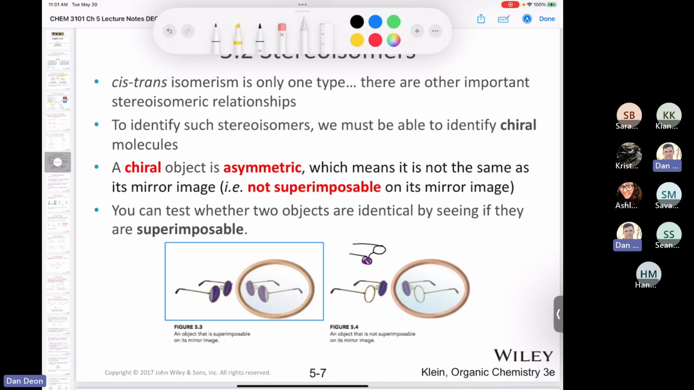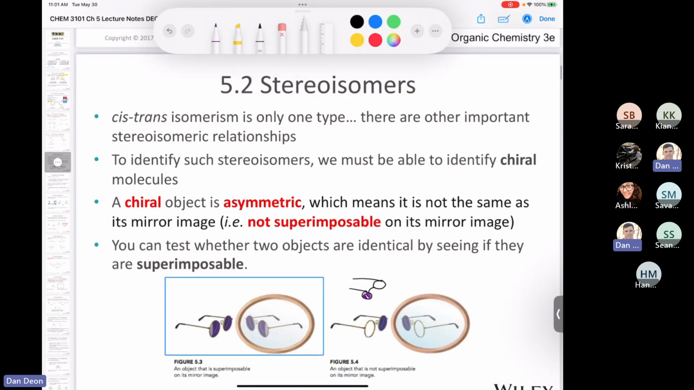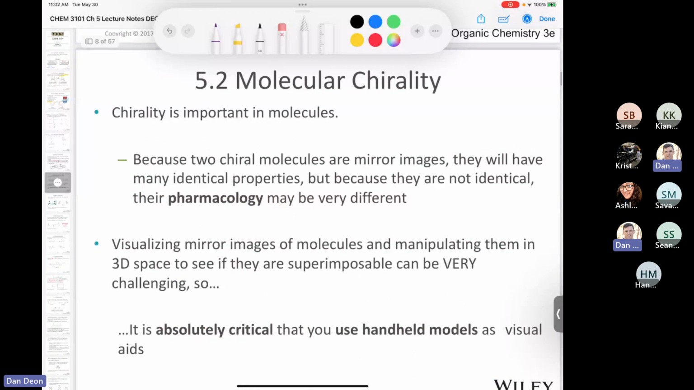Give me a thumbs up if you follow me on that. Chiral means it's non-superimposable on its mirror image. Okay, cool. Well, if you understand that, let's move on and talk about why chirality is important in molecules.